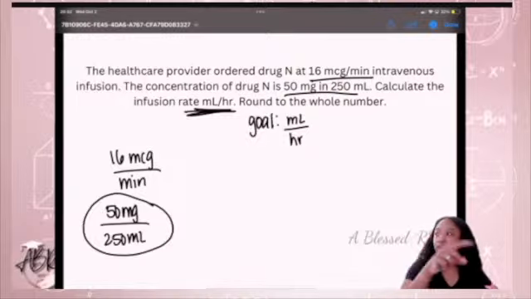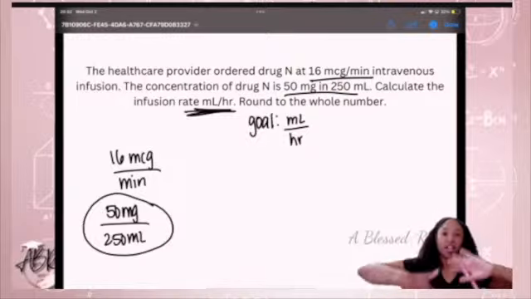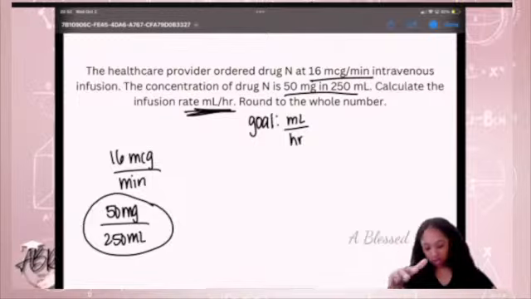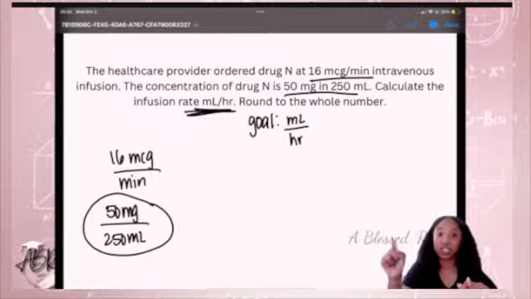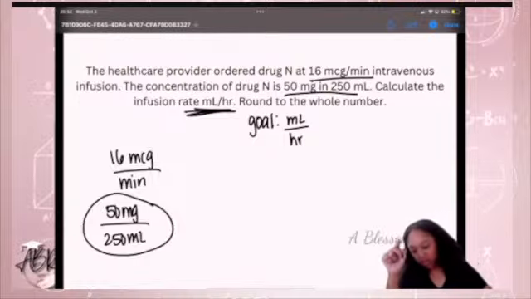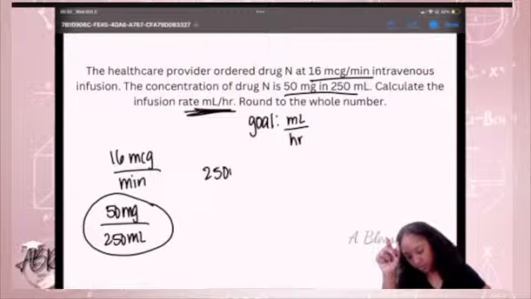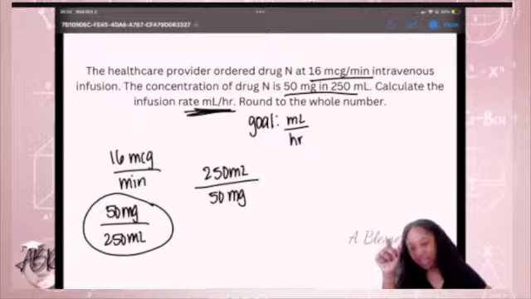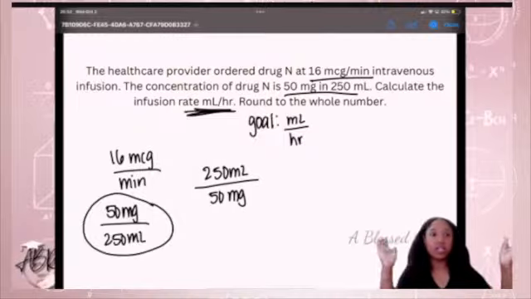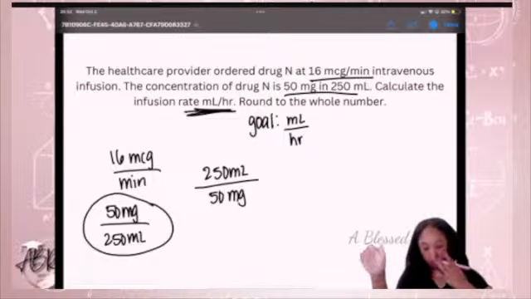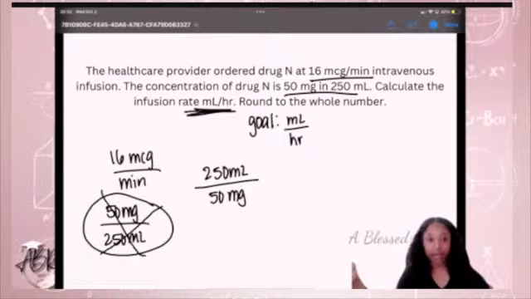50 milligrams is in 250 mLs. If it's on the top, the bottom, side, okay? So we want milliliters on the top because that's what our goal is telling us to do. It tells us to put milliliters on the top. So I'll do 250 mL over 50 milligrams, okay? I just flipped it, okay? Don't get mind blown. Stay with me, all right? So boom, we've used this puzzle piece, right?